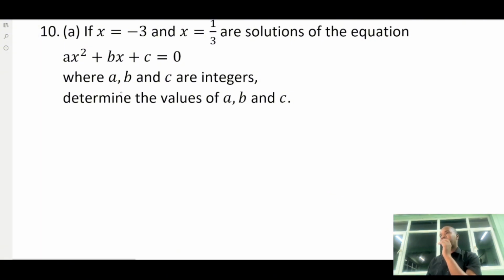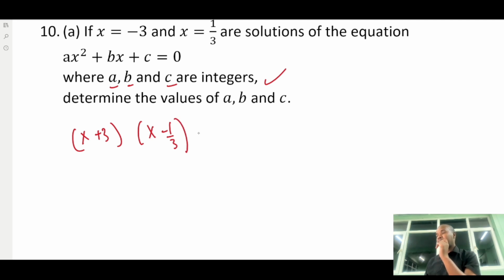So I think the important information here is that a, b, and c are integers. So the fact that x equals -3 is a solution means x plus 3 is one of the factors, and also x minus 1/3 is another factor. And when I multiply these, I'm expecting to get this expression here.